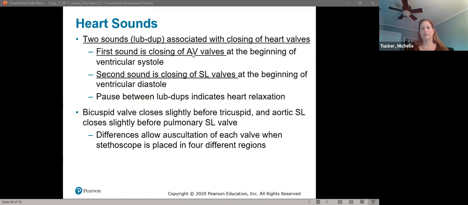The AV valves snap shut due to an increase in ventricular pressure. And that occurs just before the opening of the semilunar valves, and then the back pressure from the aorta or the pulmonary trunk will snap those semilunar valves shut. And that's the beginning of ventricular diastole. So AV valves, first sound, semilunar valves, second sound.